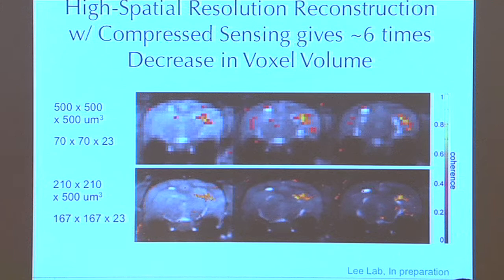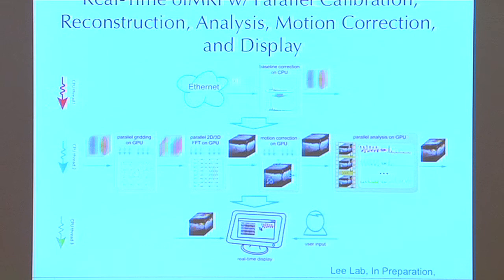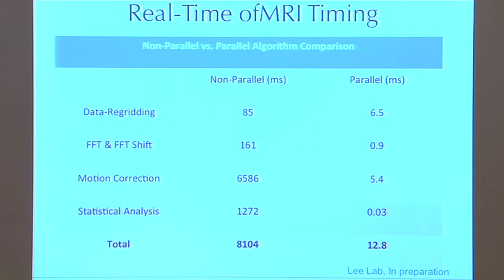Furthermore, for the real-time OFMRI acquisition approach, we use parallel calibration, reconstruction analysis, as well as motion correction and display, where we made everything parallel with interactive control so that you can change different parameters of control while looking at the responses in real time and have things like motion correction happen in real time. Just straight off implementing these algorithms without the parallel representation, we need about 8 seconds to process all of these, while with this parallel implementation we can now reconstruct everything in 12 milliseconds, which allows us to remove the acquisition and processing stage as a bottleneck of any of these processes.